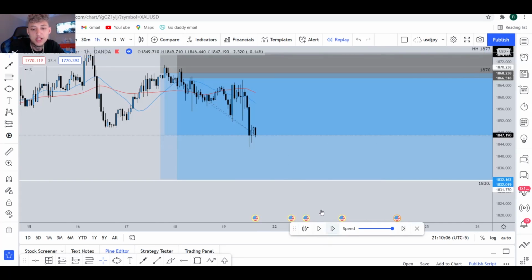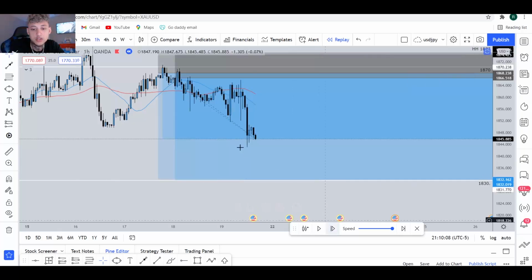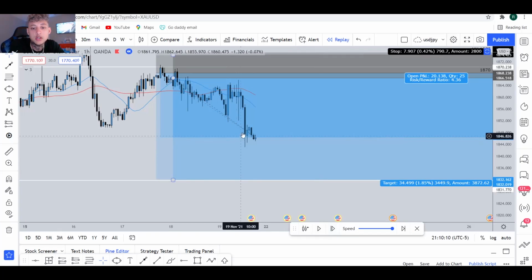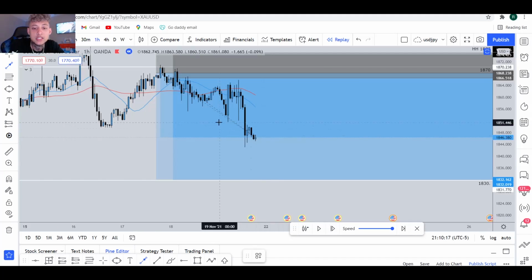So now if price actually breaks under this low and makes a new low, what you could do is trail your stop to about right here, where if price breaks this lower high point, you can close your position, and that's active trade management. So I'm going to set a stop loss.